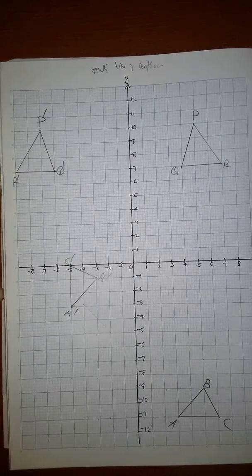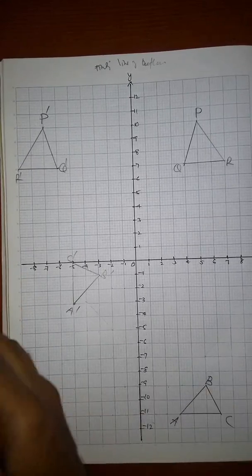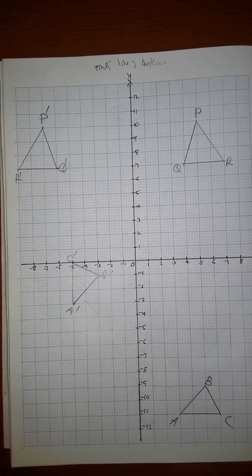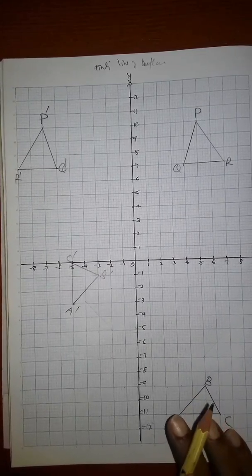What is the line of reflection? Line of reflection is the perpendicular bisector of the straight line joining a pair of corresponding object and image points. Now, first of all, you can choose any pair of corresponding object and image points.